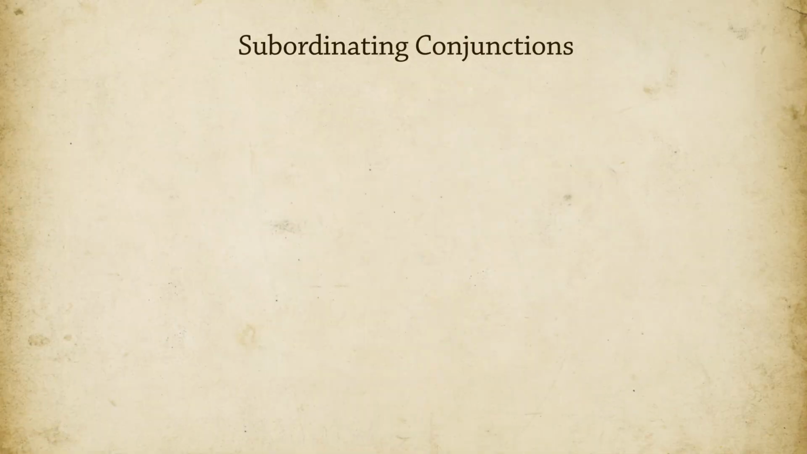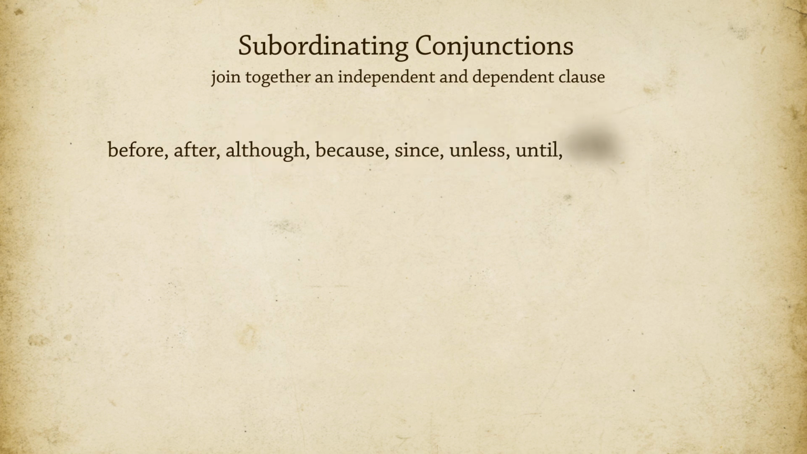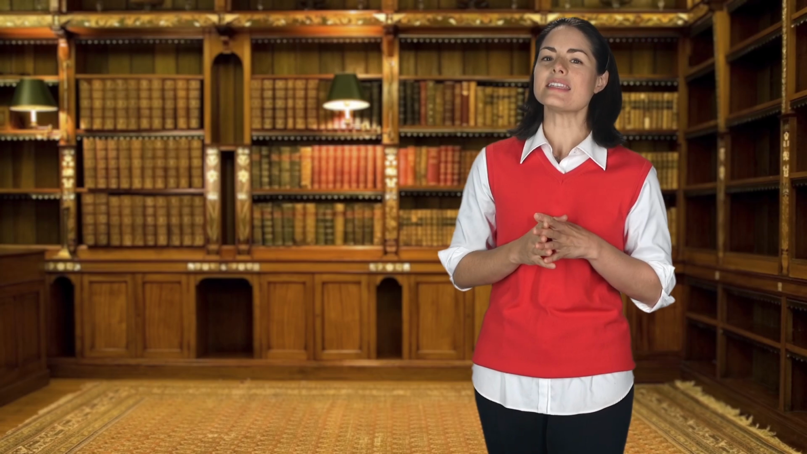Subordinating conjunctions, by contrast, are only used to join together 2 clauses, one dependent and one independent. Subordinate conjunctions include the words before, after, although, because, since, unless, until, while, though, and many more. They're called subordinate conjunctions because they join a subordinate or dependent clause to an independent clause. Let's see these sticky words at work.